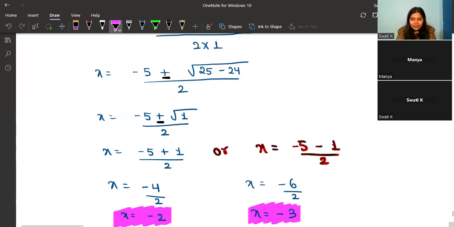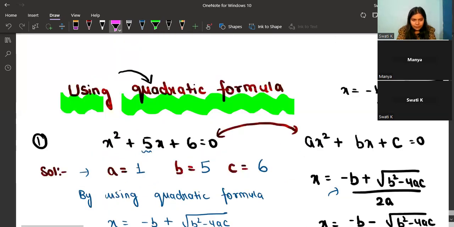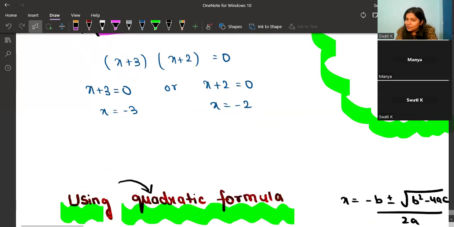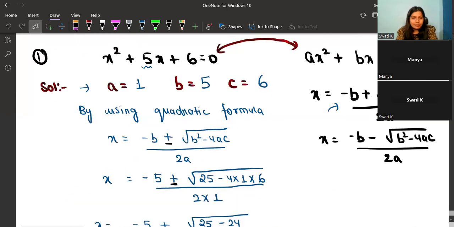Do you notice that when we did it by middle term split also, we had got the same answer. Understood? Yes. Okay, so this is formula based.